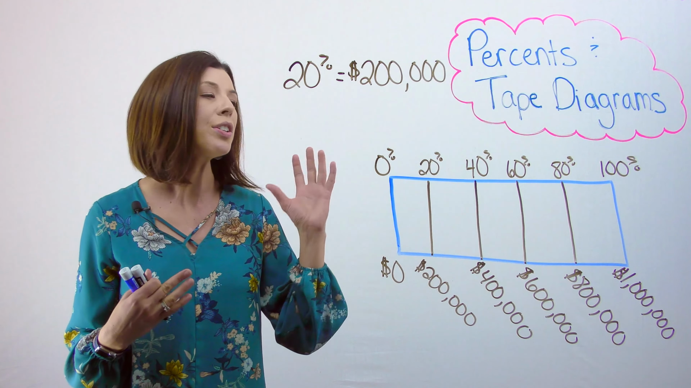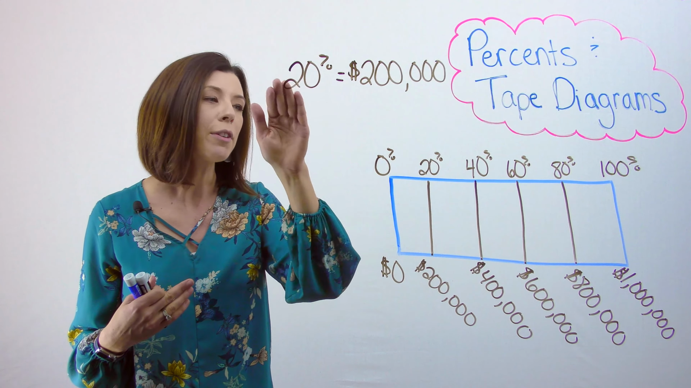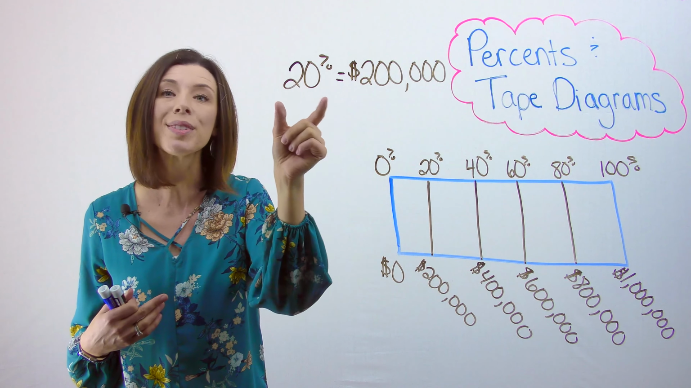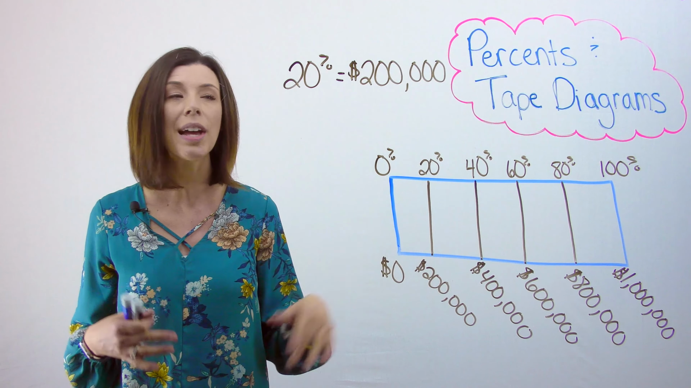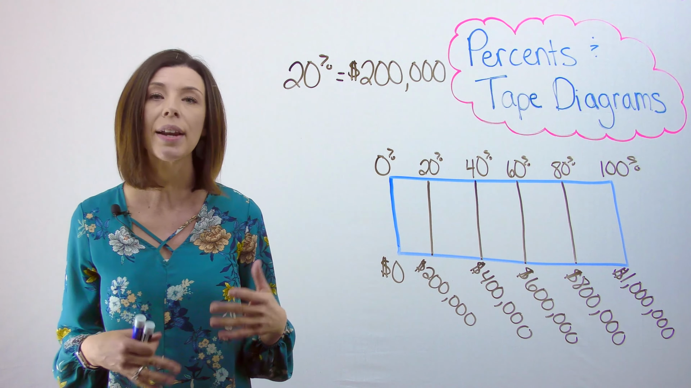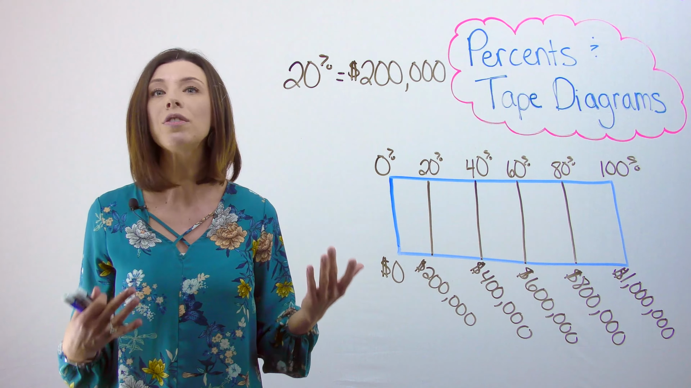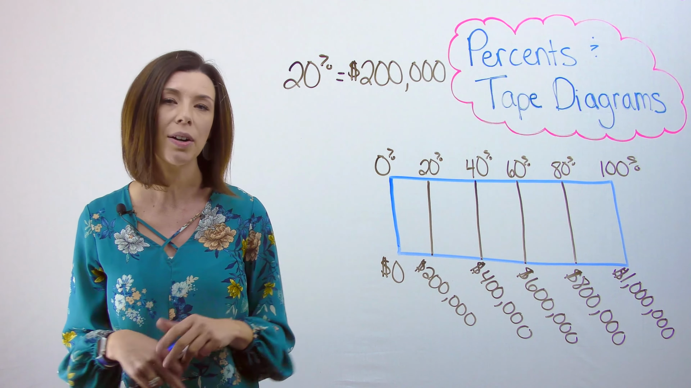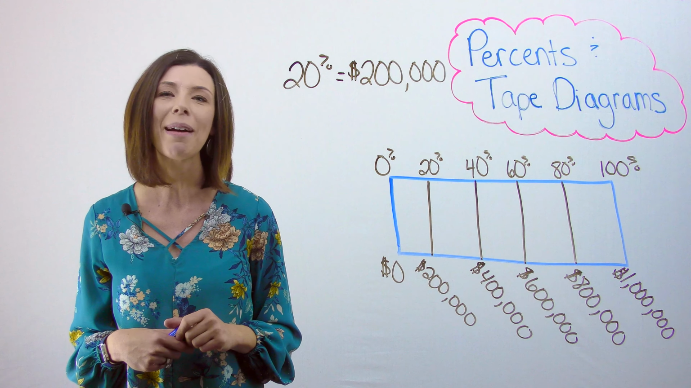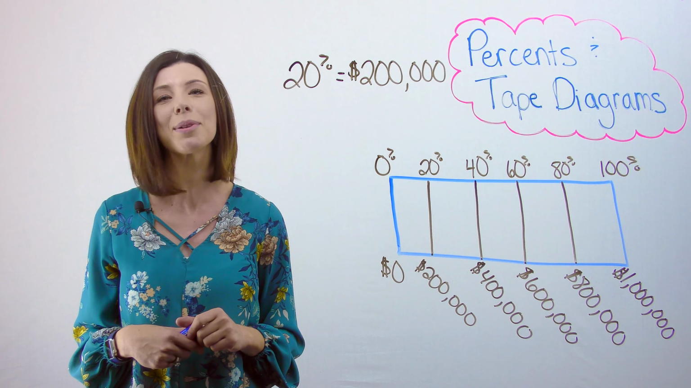Again, the key to figuring how to get from this step to this step is thinking about how many copies of whatever percent they give you are in 100%. So if they give you 10%, I would say how many copies of 10% are in 100%? Or if they give you 5%, how many copies of 5% are in 100%? I hope this is helpful and you now have a better understanding about how to use tape diagrams to solve percent problems.